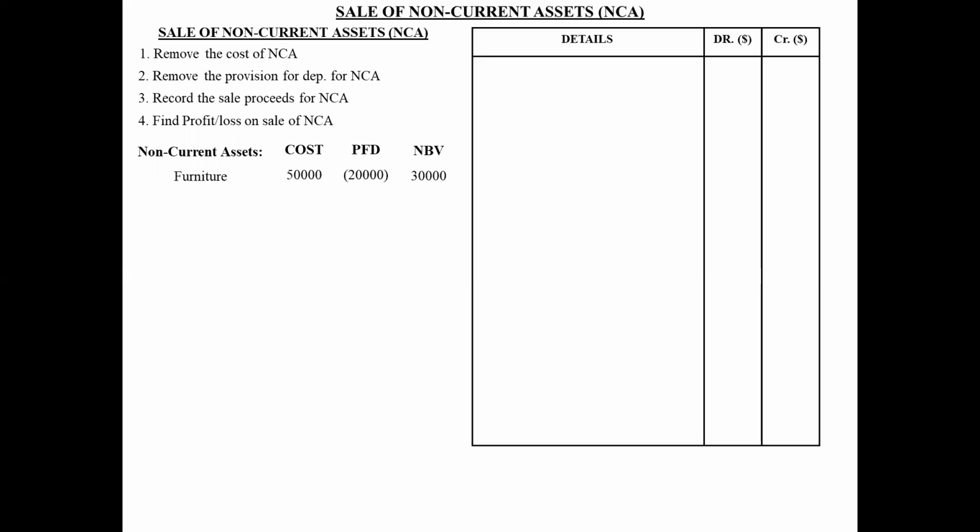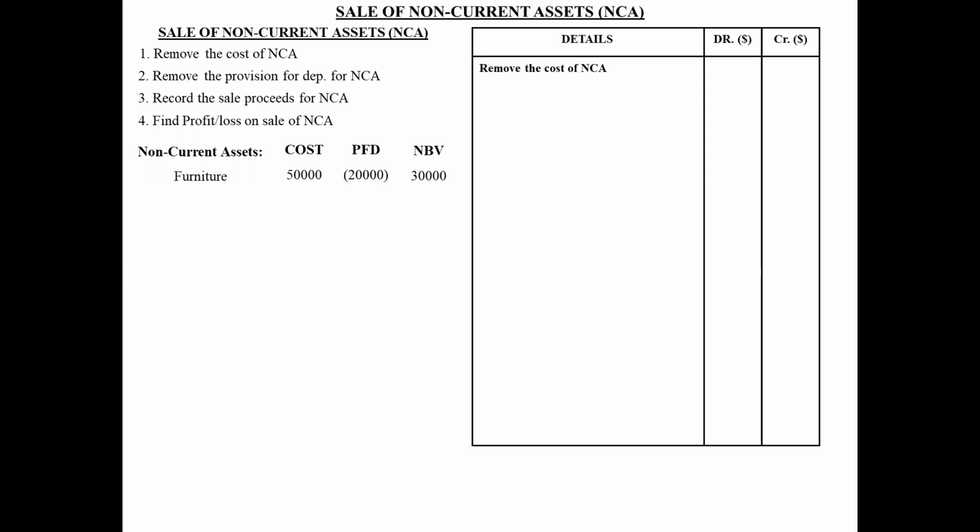Okay, so these are the four steps which we have seen. You have to remove the cost of NCA. You have to remove the provision for depreciation for NCA. You have to record the sale proceeds for NCA, and you have to find the profit or loss on sale of NCA. Now let's take the same example in which we have a furniture. The cost of furniture is 50,000. Provision for depreciation is 20,000, and the net book value is 30,000. So let's see how we are going to record this. I'm going to first record the journal entries, and once I'm done with the journal entries, then we'll prepare the disposal account right there.